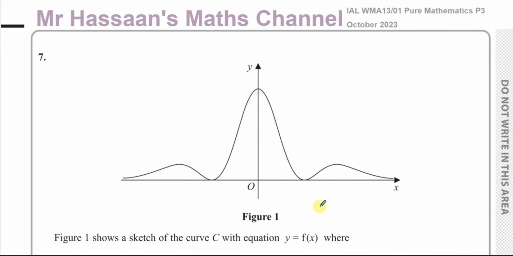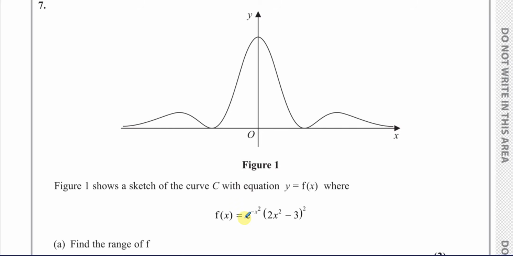I'm now answering question number 7 from the October 2023 Pure Mathematics P3 International A-Level Edexcel exam. And we have here a question which is about this strange looking curve. It says, figure 1 shows the sketch of a curve with equation y equals f of x, where f of x is equal to e to the power of negative x squared times (2x squared minus 3) squared. Find the range of f.